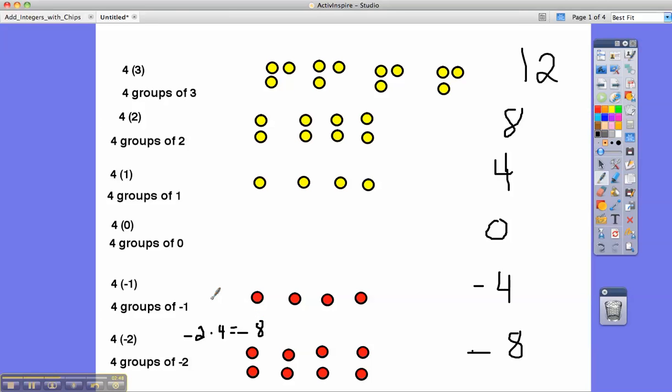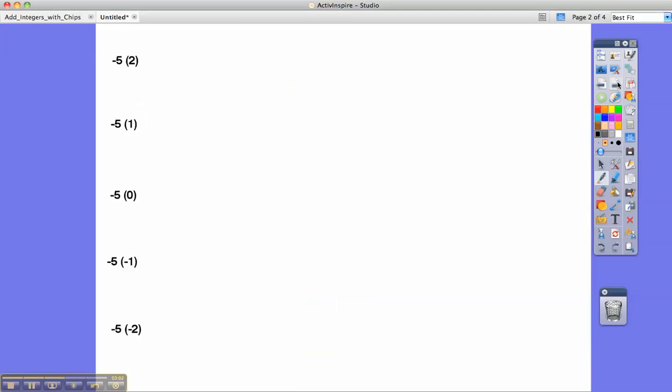That's because multiplication is commutative. You can change the order, and it doesn't make a difference. 4 times 3 is the same thing as 3 times 4. 4 times 0 is the same thing as 0 times 4. So 4 times negative 2 is the same thing as negative 2 times 4. It's still negative 8. So anytime we multiply a positive and a negative, we're going to get a negative.